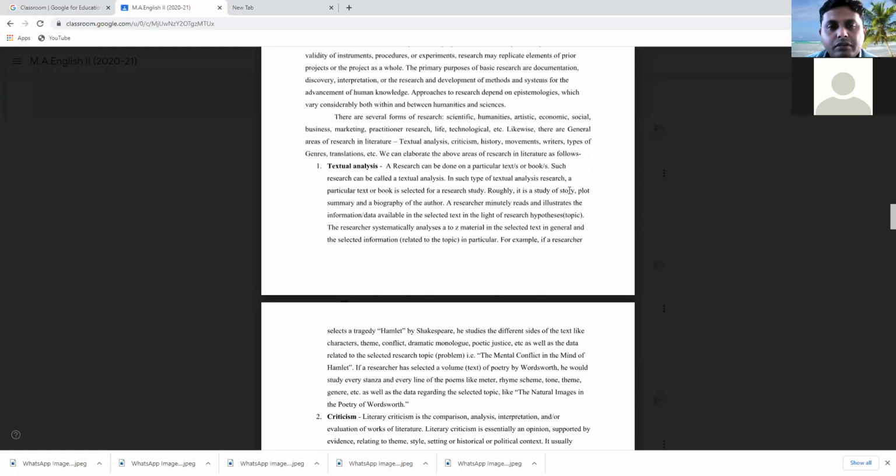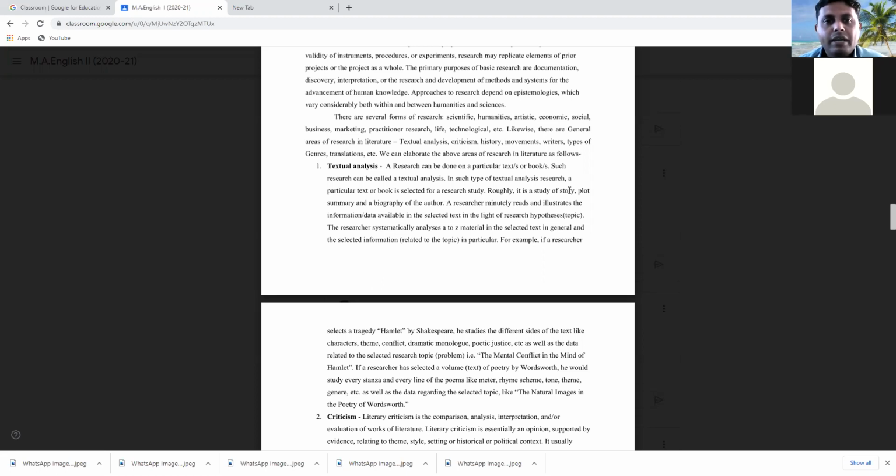So take an example. For example, some novel in Marathi, Mrityunjay. So I have to study the text only. Text here means I have to study the story of Mrityunjay. I have to study the language in Mrityunjay. I have to study the climax scene in Mrityunjay. I have to study different techniques used by the writer regarding Mrityunjay. For example, if I am studying the poem Enterprise by Nissim Ezekiel, it would be textual analysis research.